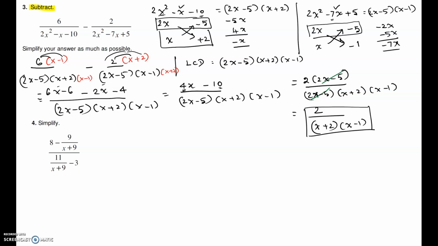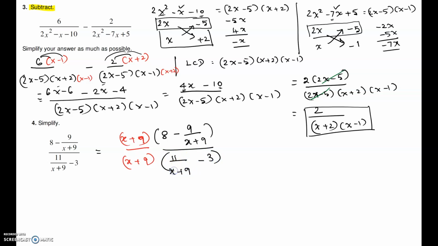Problem number 4. Simplify 8 minus 9 over x plus 9, the whole thing divided by 11 over x plus 9 minus 3. We notice that you have a fraction in the numerator and a fraction in the denominator. So we have to consider the LCD for this, which is x plus 9. So multiply the numerator and the denominator by x plus 9. So 8 minus 9 over x plus 9 on top, 11 over x plus 9 minus 3 in the denominator.